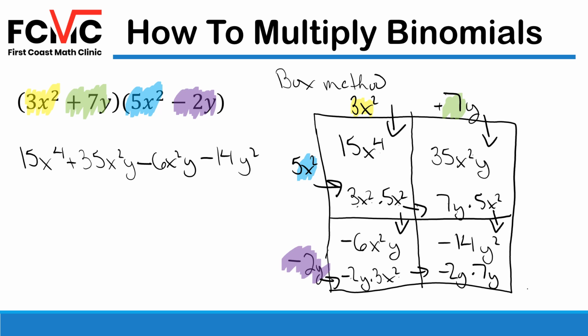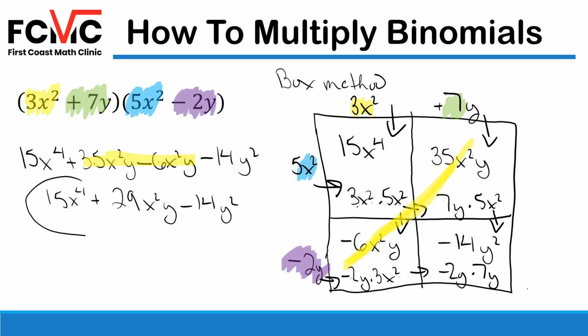And we notice our like terms again are here along that diagonal. So right here, we have the same variables raised to the same power. So 35 minus 6 is 29x squared y. Let's bring down the 14y squared. Let's bring down the 15x to the fourth, and that's going to be our answer for this example, multiplying using the box method. All right, let's do one more example where we multiply using FOIL.